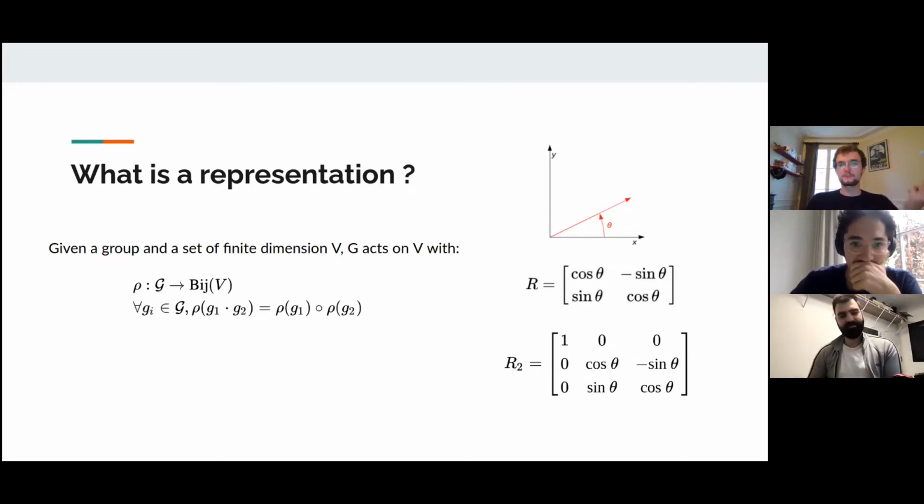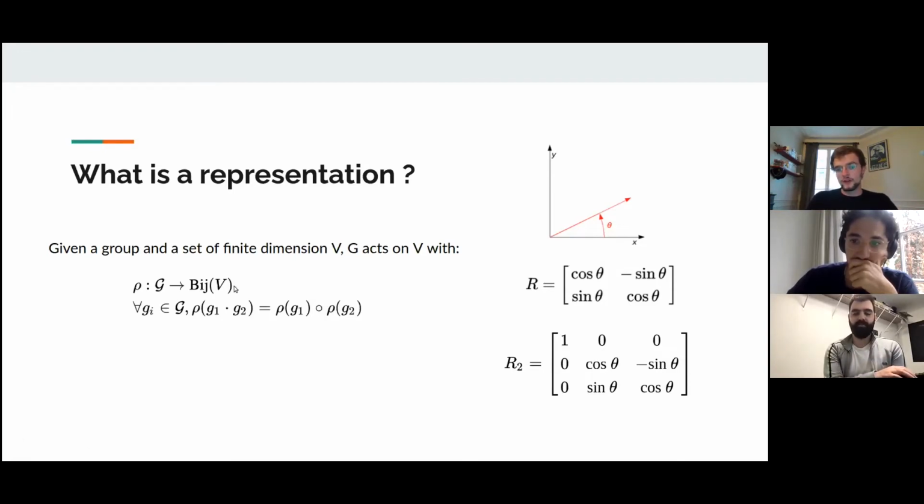So basically, for each group member, you associate a bijection from a space to itself. So for instance, for a given rotation of angle theta equals 3, you associate the rotation that is going to perform a rotation around the origin of degree 3. That's one way to represent your matrices.